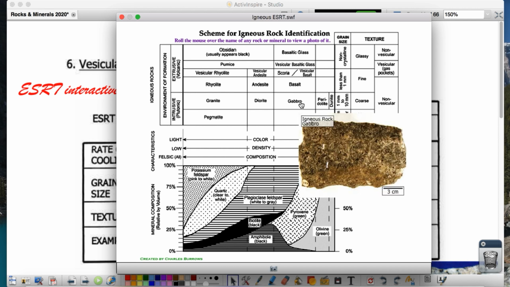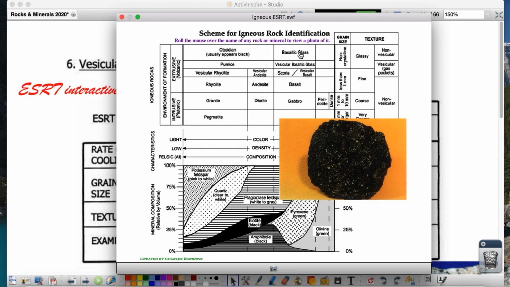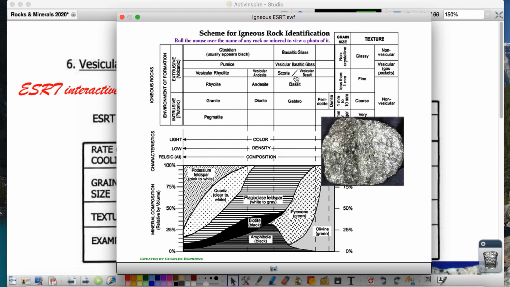Gabbro, this picture does not look as green as my picture did. It should look greener. Here's your basalt, smooth, fine-grained, fine crystal grain because it's extrusive. And basaltic glass is a very, very fine grain, almost like an obsidian, like a mafic obsidian.